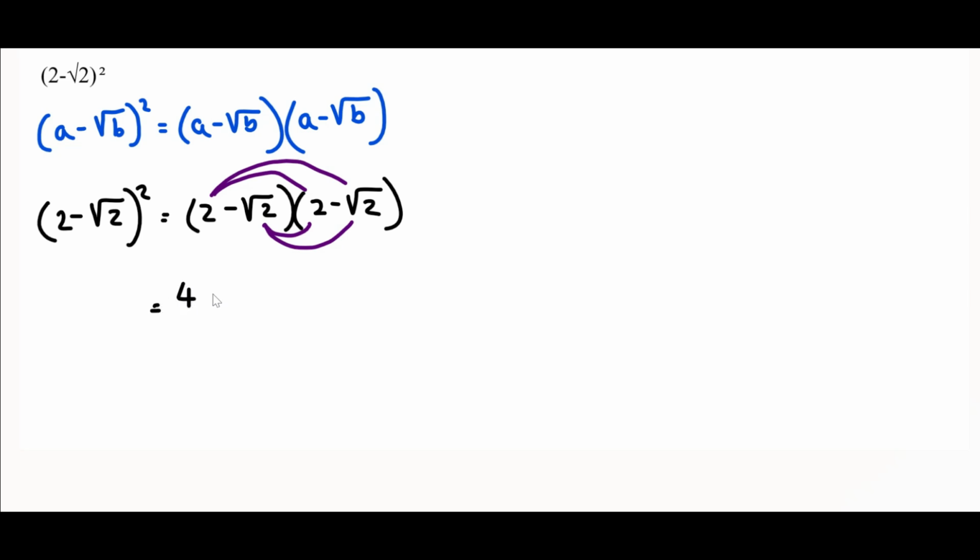And that will give us 4 minus 2 root 2 minus 2 root 2 plus 2. Now we collect the like terms, which will give us 4 plus 2, which is 6, minus 2 minus 2 root 2, which is minus 4 root 2, and this can't be simplified down any further, so this is our final answer.